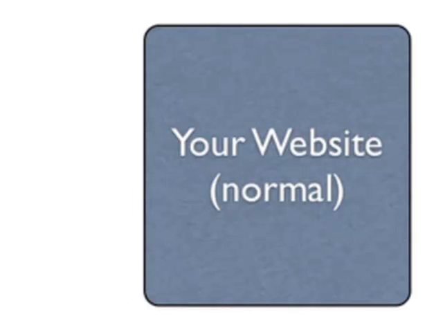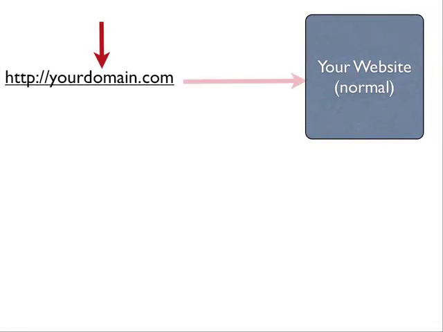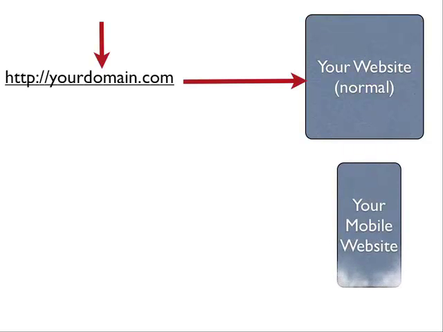To go to that website, of course, they would type a domain name, and that domain name, when they visited in their browser, would take them to your website. You already know that part. That's simple. But now, you've got a mobile version of your website, because a mobile version is an alternate website. So how do you get people to visit the mobile website?